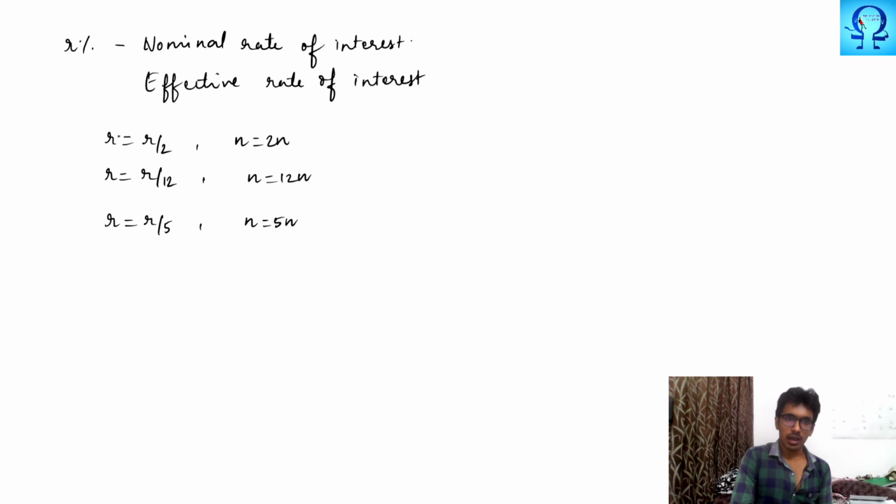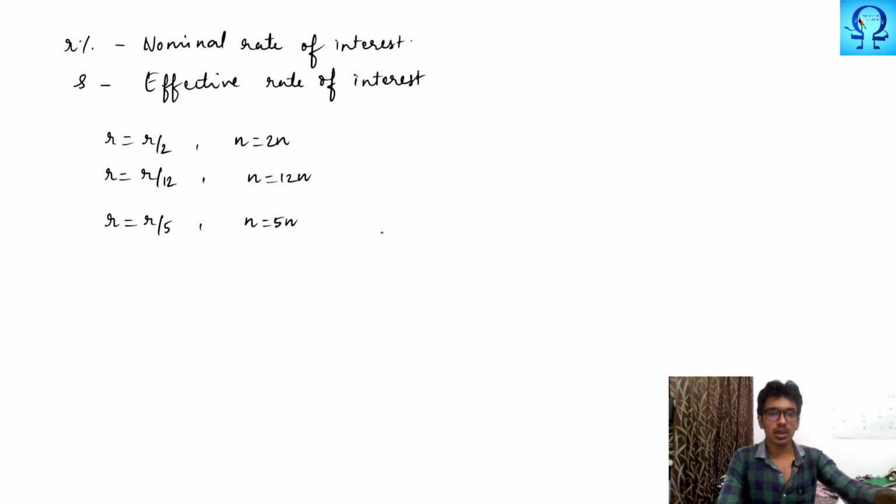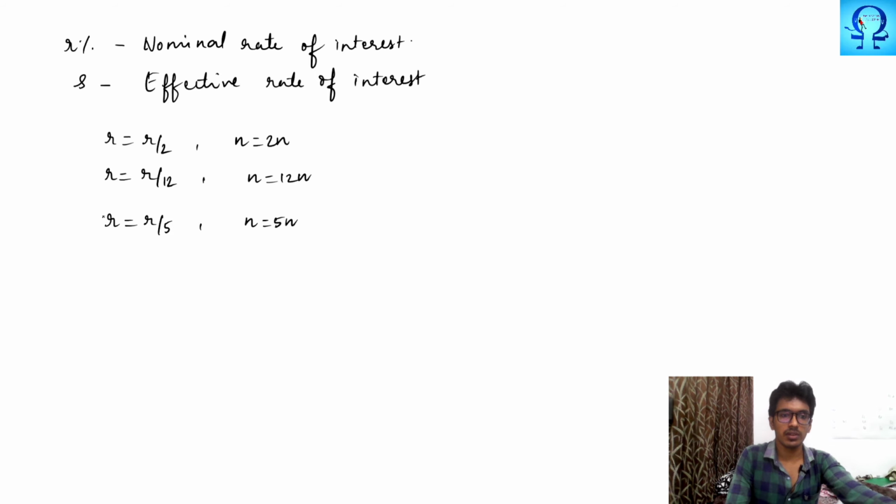Here R is given, and R upon 2 is what we find. So this R upon 2 is not actually the effective rate of interest. We shall denote the effective rate of interest as S. And how are we going to calculate this S? That is what we will start with in this lecture. Okay, so if it is 5 times, this is happening.